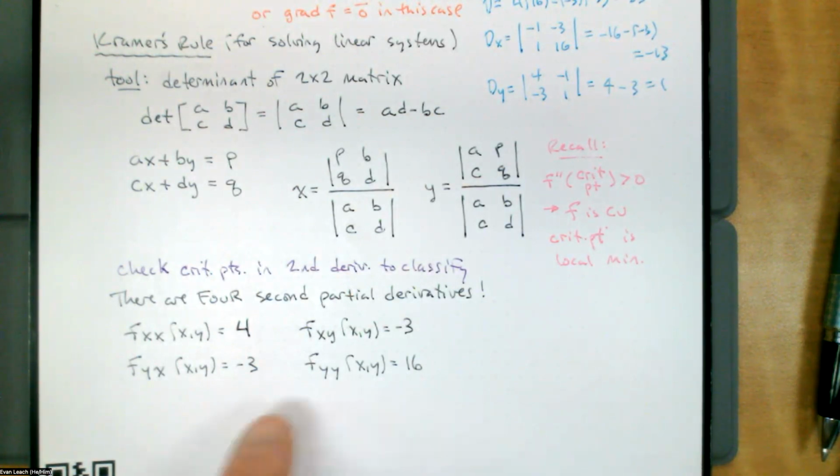Now down here in this situation, we got kind of two of each, right? Fxx is 4, but fxy is -3.